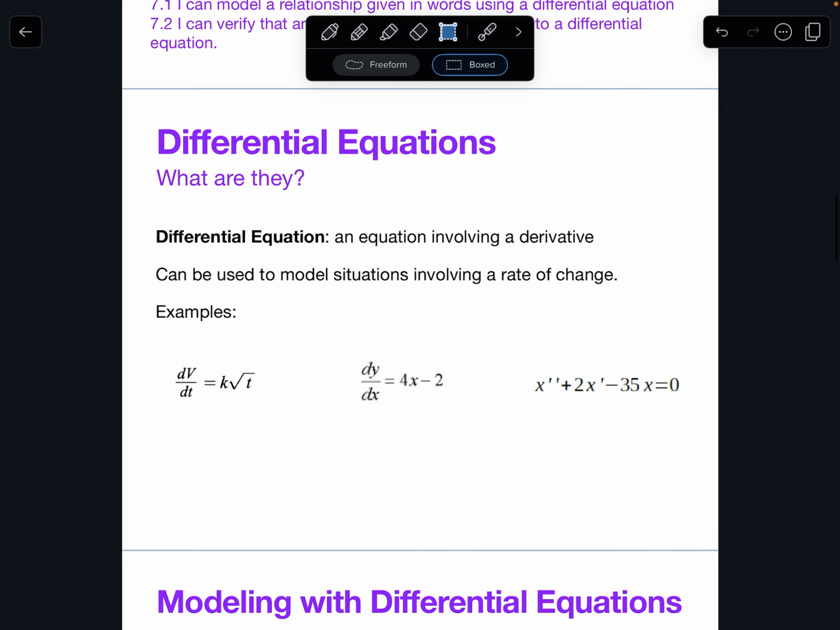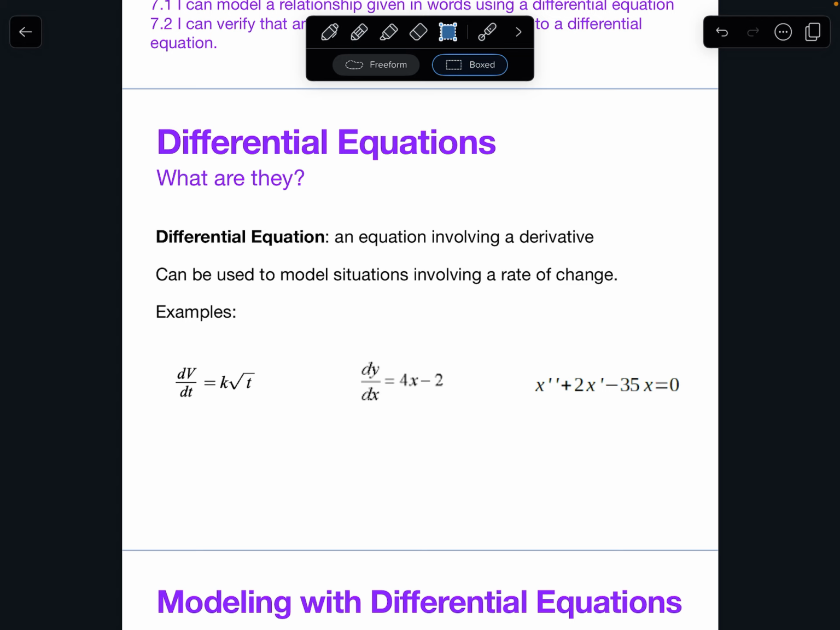So let's talk about what a differential equation is to begin with here. A differential equation is an equation involving a derivative, hence the name differential equation. They are used to model situations involving rates of change. That's what a derivative is, right? And so some examples you can see down below.